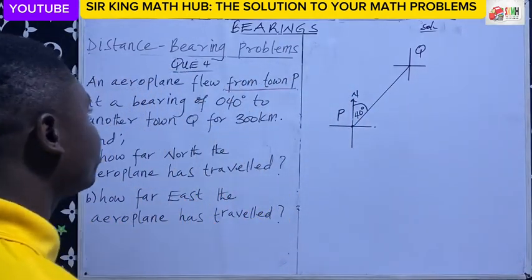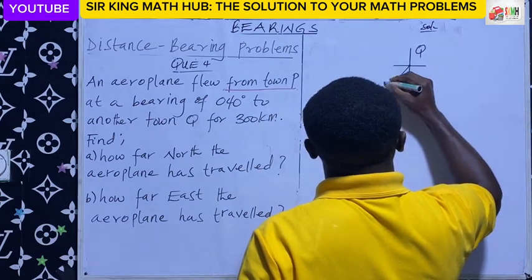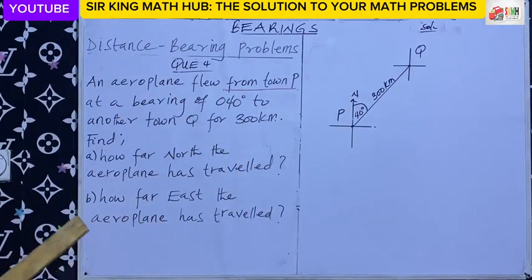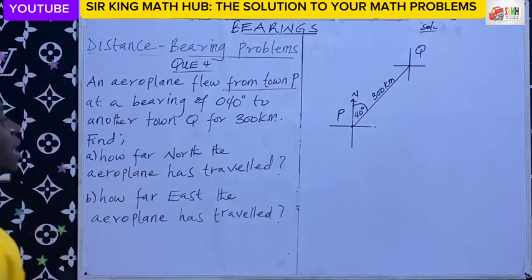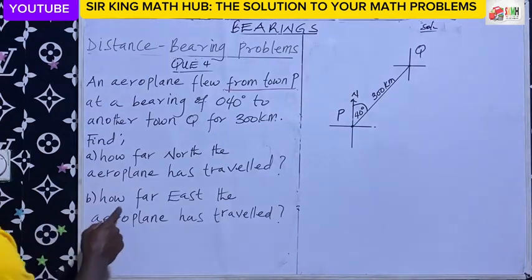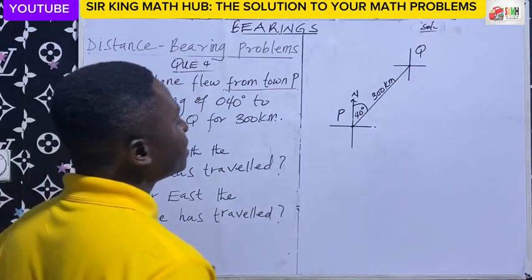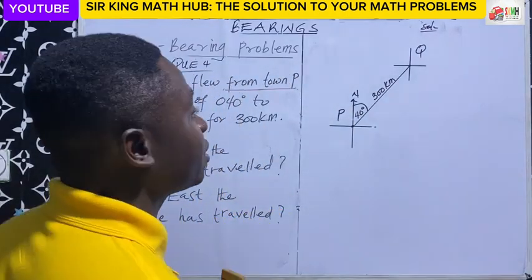And what is the distance between the two towns? 300 kilometers. Now we have to find A, how far north the aeroplane has traveled, and then B, how far east the aeroplane has traveled. So where is how far north the aeroplane has traveled and how far east the aeroplane has traveled?